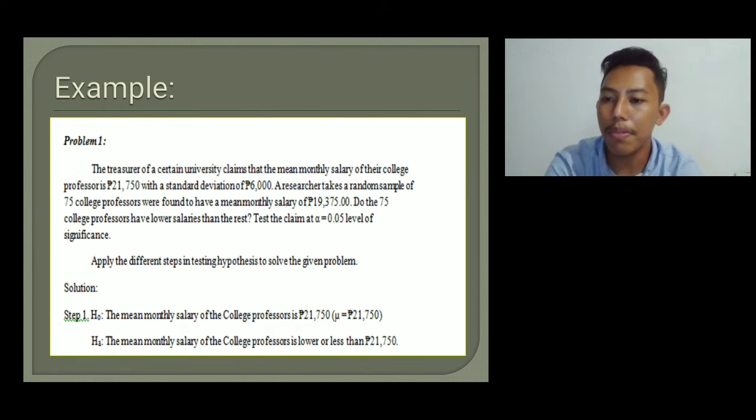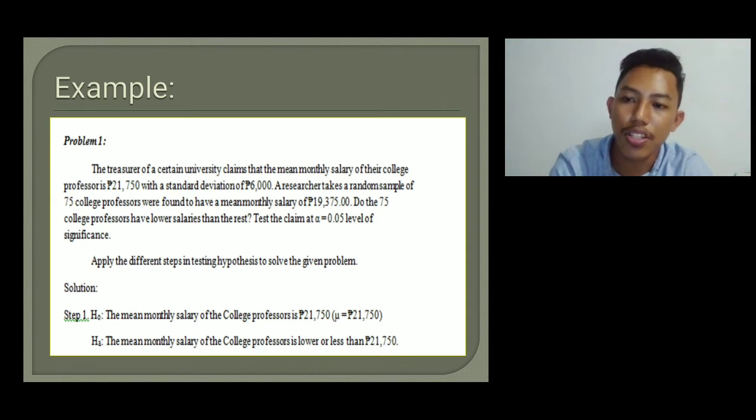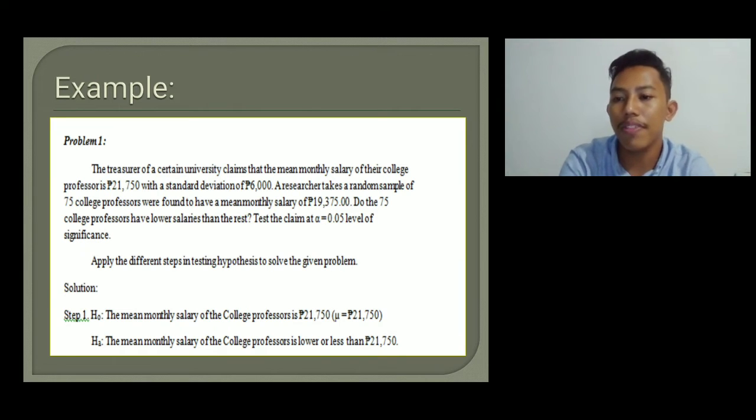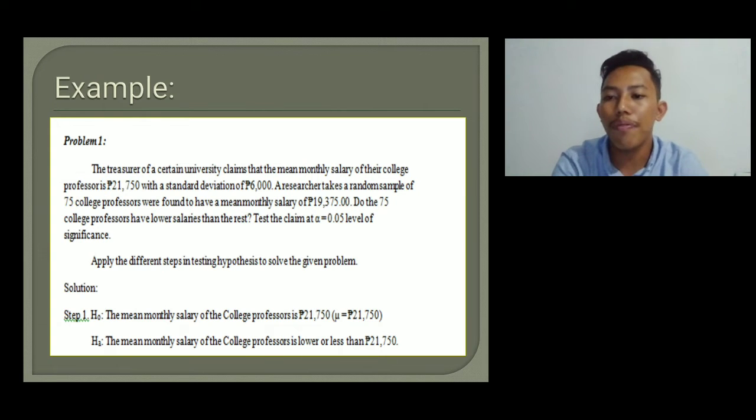So, example, problem 1. The treasurer of a certain university claims that the mean monthly salary of the college professors is 21,750 with a standard deviation of 6,000 pesos. A researcher takes a random sample of 75 college professors who were found to have a mean monthly salary of 19,375 pesos. Do the 75 college professors have lower salaries than the rest?